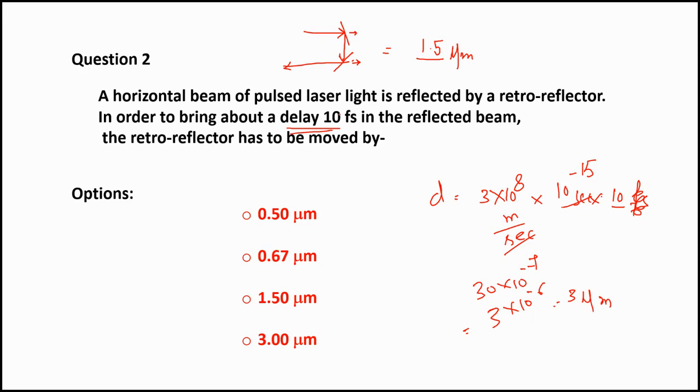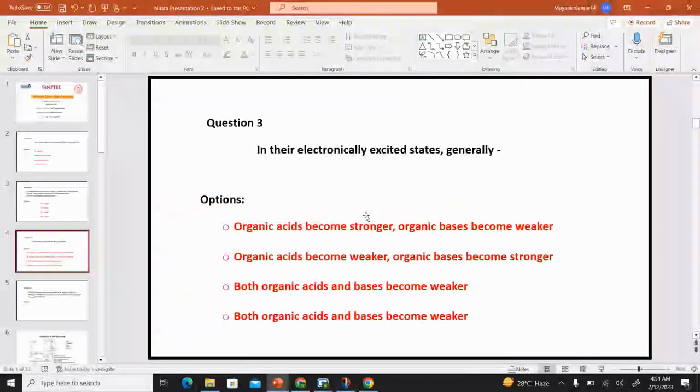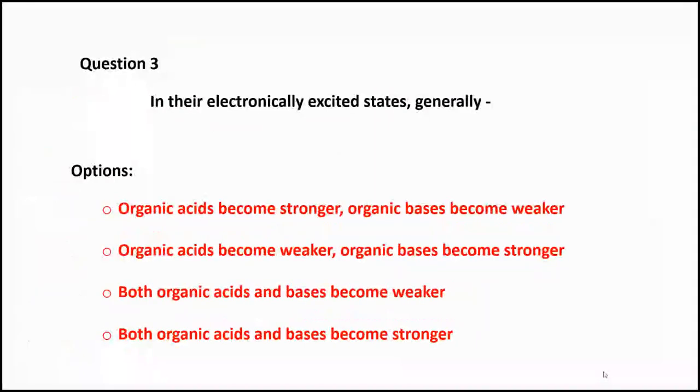Yeah, so now we'll move on to the next question. In their electronically excited states, generally, organic acids become stronger and organic bases become weaker. Organic acids become weaker and organic bases become stronger. The third is both organic acids and bases become weaker, and both organic acids and bases become stronger. Yeah. So now it is correct. So what is the correct option?